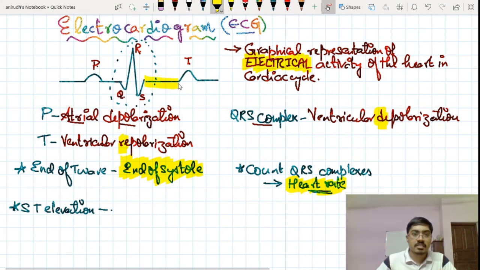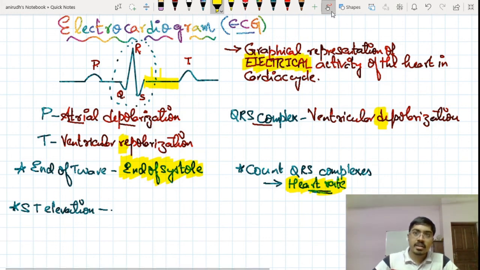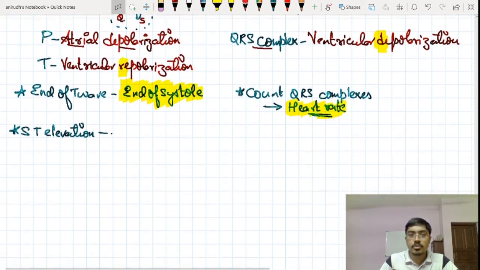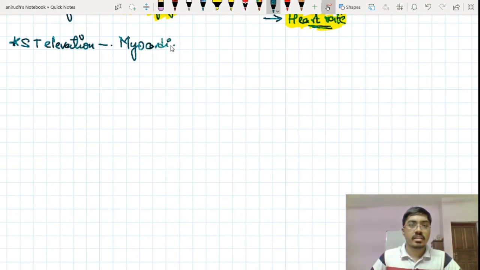This is the ST segment. That particular line between S and T is called the ST segment. If it is elevated, if it is above this particular line, very much above, that means QRS complex, and then comes the ST segment, isn't it? So if it is above this normal level in an ECG of a person, it is due to the heart attack. You will call it myocardial infarction.